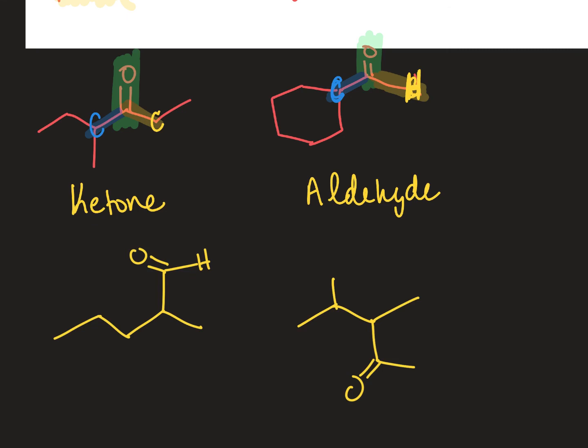All right, if I look at the structure on the left, I'll pull out that carbon-oxygen double bond, the carbonyl. I see that on one side it is directly attached to a carbon atom, and then the other side is directly attached to the hydrogen. So this is an aldehyde. In the second structure, I have that carbon-oxygen double bond. One side is directly attached to a carbon, as is the other side, making this a ketone.